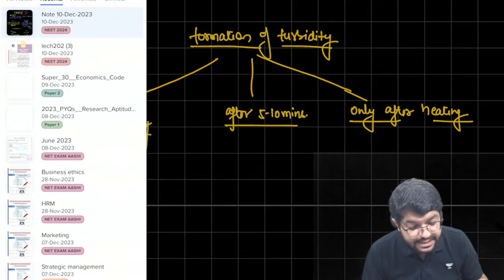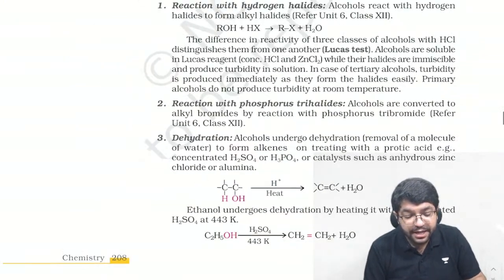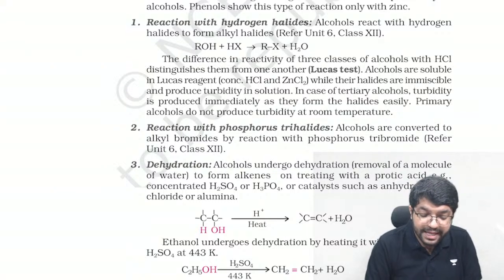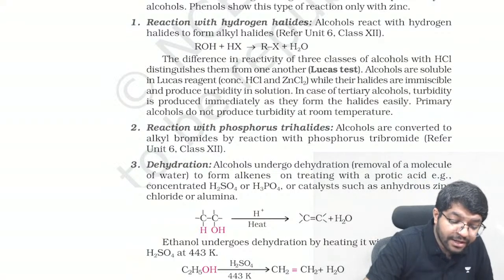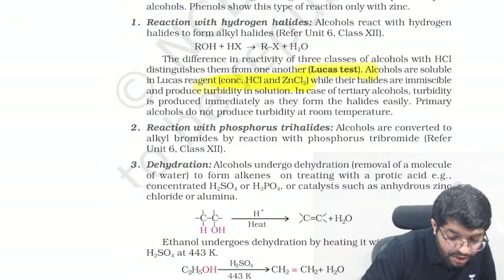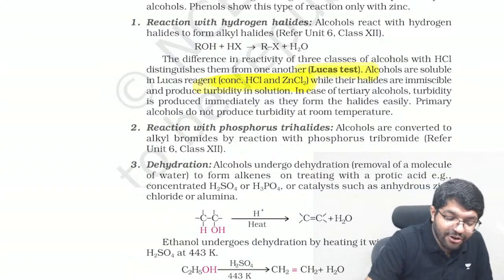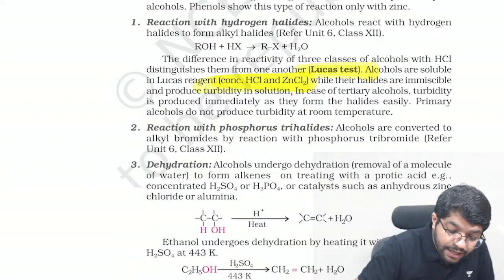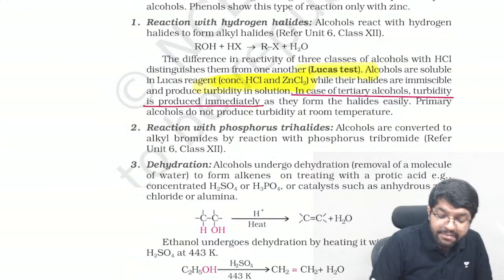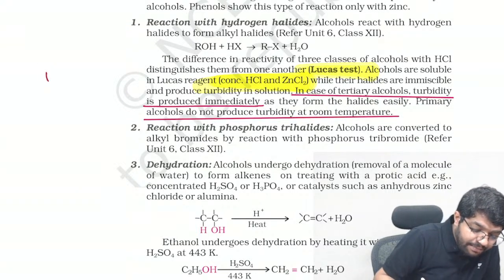Quickly to the NCERT, as reading is a mandate. Again and again, the same statement I've been telling you. Reading is a mandate, my dear child. So, reaction with hydrogen halides: the difference in reactivity with HCl distinguishes them from one another, called the Lucas test. Alcohols are soluble in conc HCl and ZnCl2, while their halides are immiscible and produce turbidity. In case of tertiary alcohols, turbidity is produced immediately. Primary alcohols do not produce turbidity at room temperature.